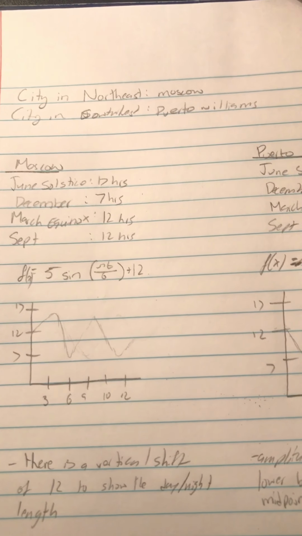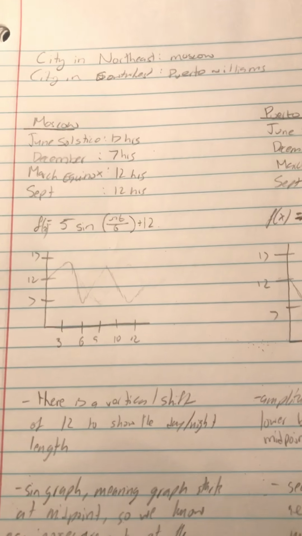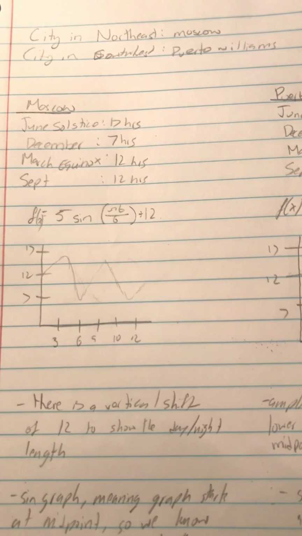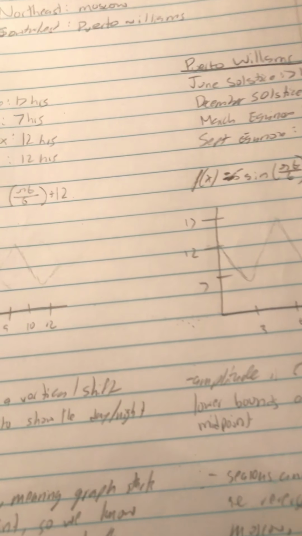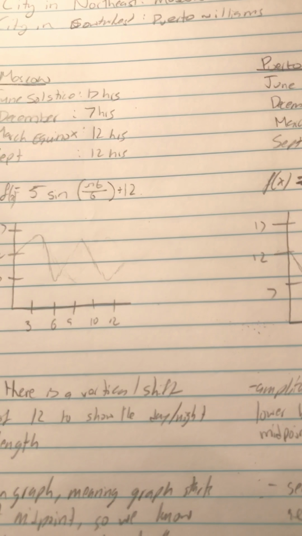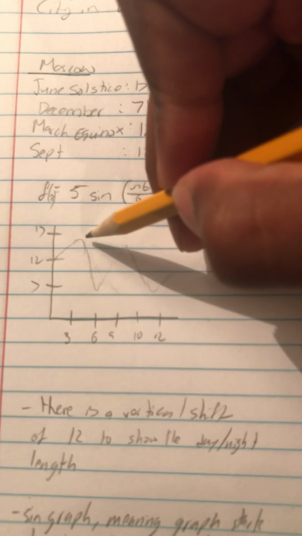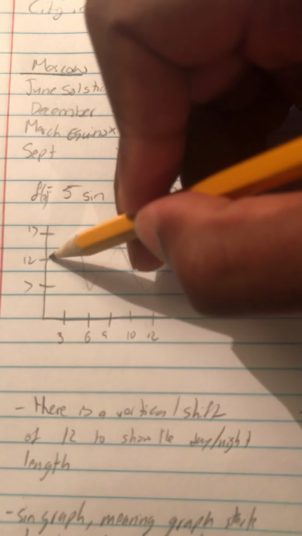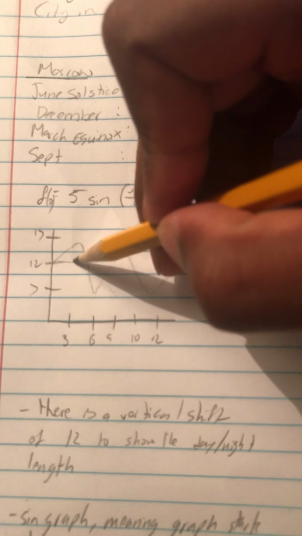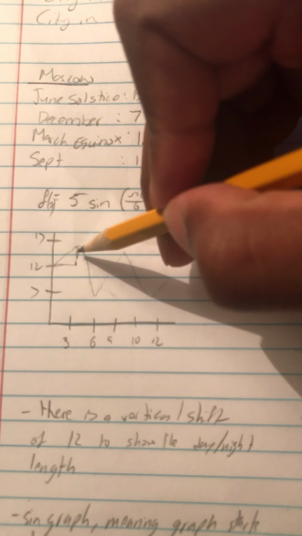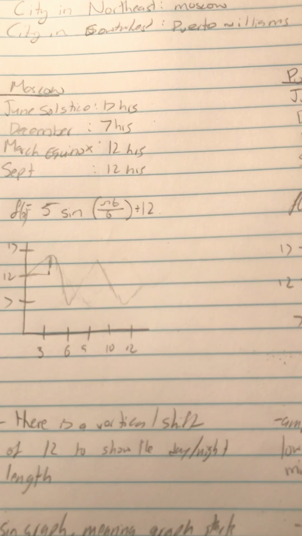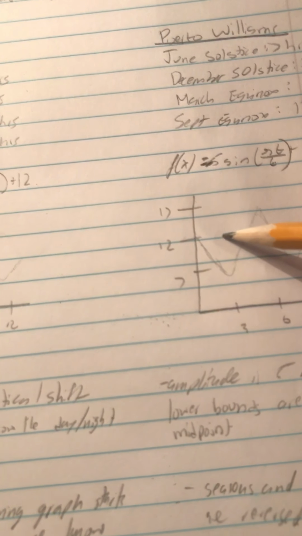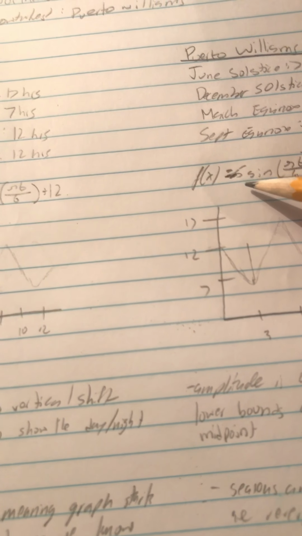Okay. The problem tells us to create a sine function that models the hours of sun in each city, such as this or this. So the first thing we need to do is define the highest and the lowest hours to find the amplitude. The amplitude is just from here to here, and we know that the amplitude is 5. For Puerto Williams, since it dips first, goes down like this, and it's the opposite of this graph, we know that it's -5.